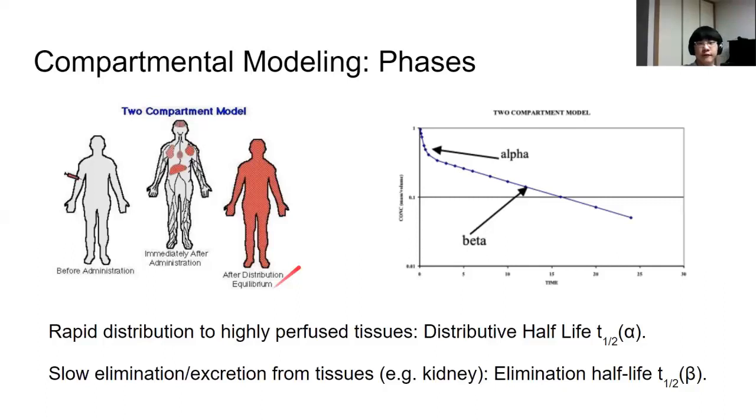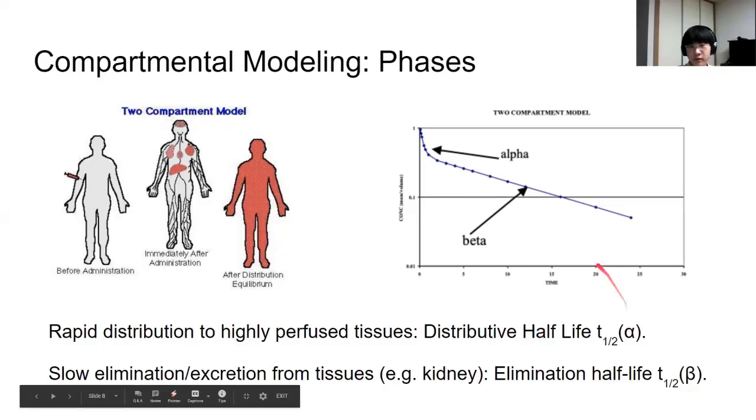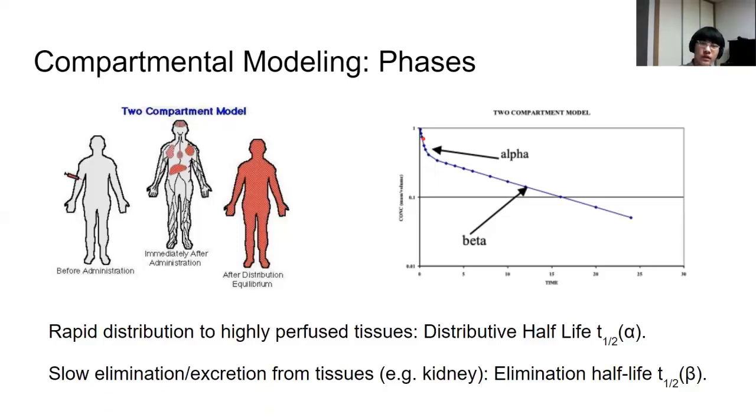It's also called the alpha and the beta phase. So the rapid distribution to the highly perfused tissues, basically when they are rapidly diffused inside the organs, we sometimes call it the distributive half-life or alpha phase, which is, as you can see here, a very rapid one. And then once it's rapidly distributed, it very slowly gets dissipated inside our body and gets eliminated, for example, by the kidneys. And this is called the elimination half-life or beta phase.